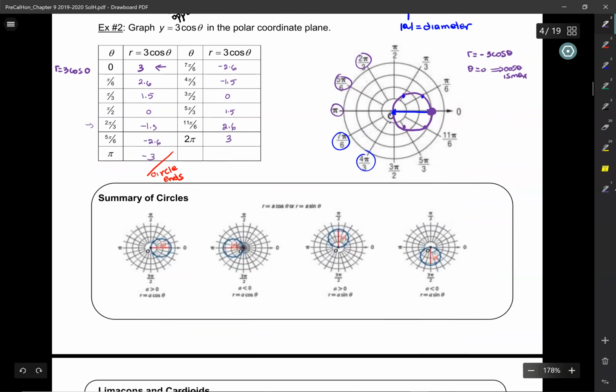That means when theta is 0, it's going to start farthest away here, right? So if we come down here, look at this. When I have a cosine theta, that's what that looks like. Negative a cosine theta, I have it on the opposite side.